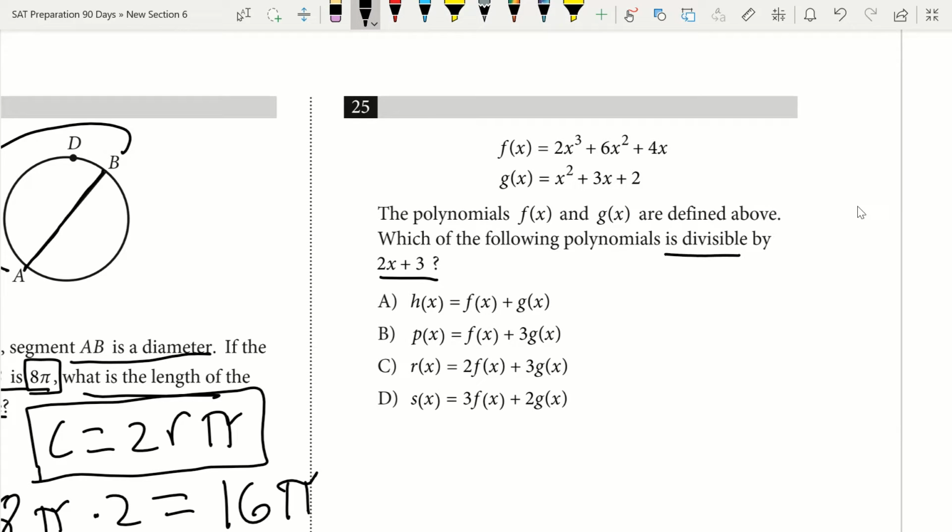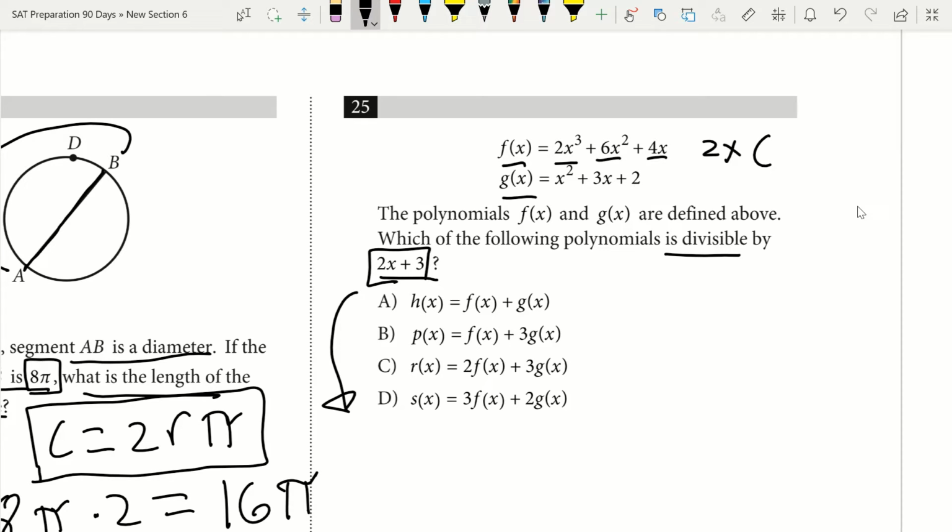Okay, if something is divisible by 2x plus 3, then that means 2x plus 3 is a factor of it. So if 2x plus 3 is a factor of the equation, then that's what we're looking for in options A through D. We need 2x plus 3 to be a factor of one of these equations. So the first thing I'm going to do is look at f of x up here, and I'm going to look at g of x. Now, what I see in f of x is that I could factor out 2x, because 2x is in every term. It's in 4x, it's in 6x squared, and it's in 2x cubed.